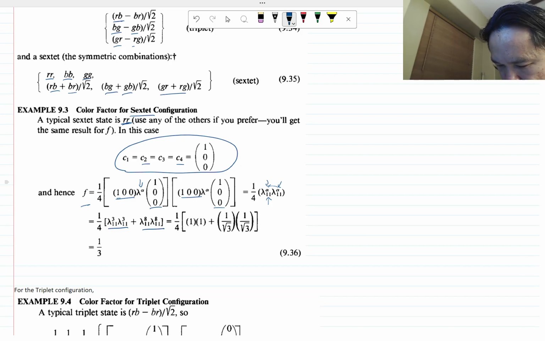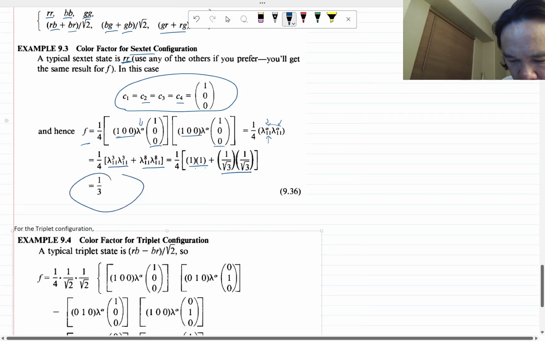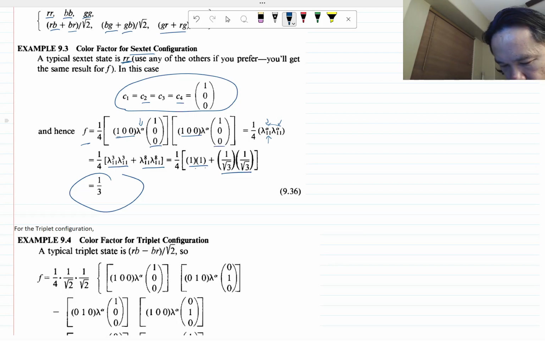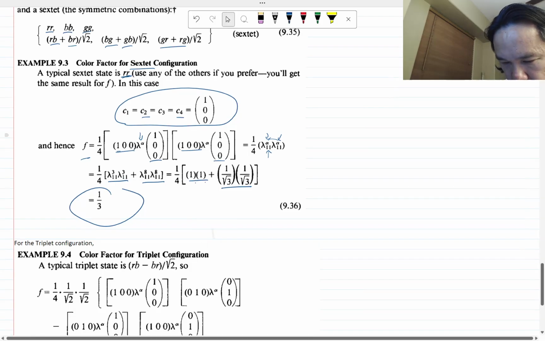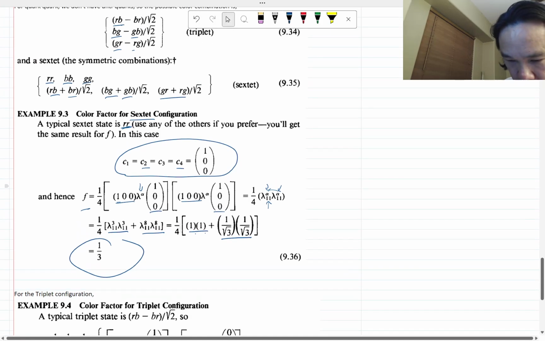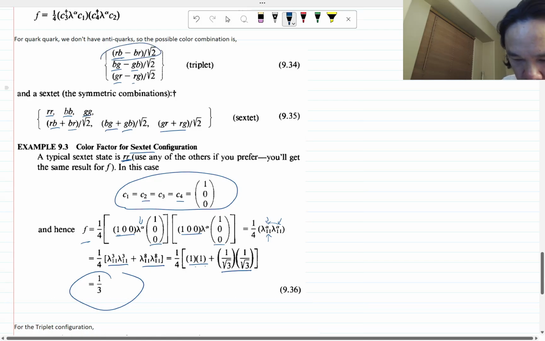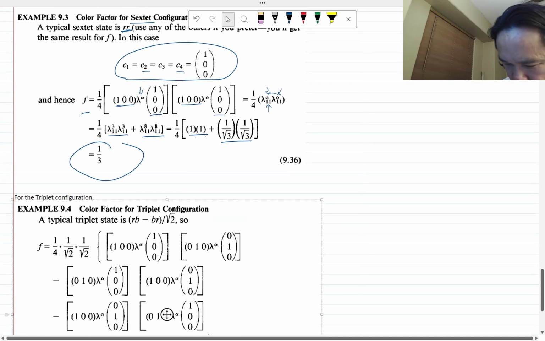And so what you do is pull these numbers from the Gell-Mann matrices, 1 times 1, and then square root 1/3 times square root 1/3. So you get 1/3 at the end, and you multiply all this together. What you have is a color factor of 1/3. For the other configuration, let's say this triplet one. I think that's what he picked.